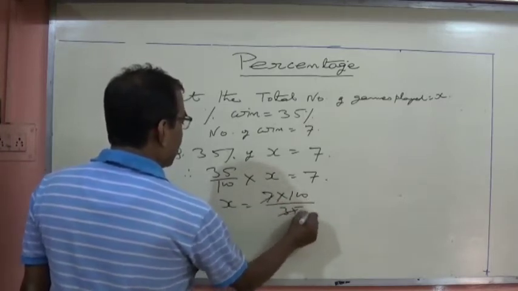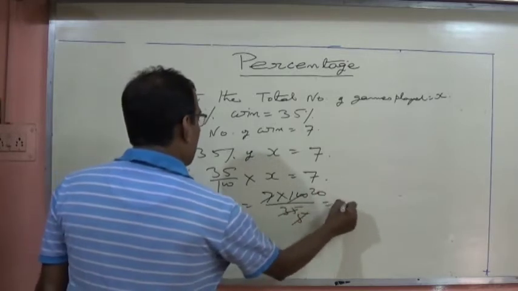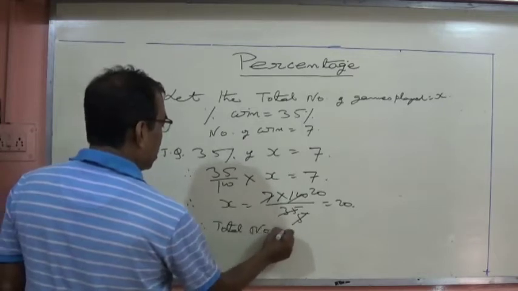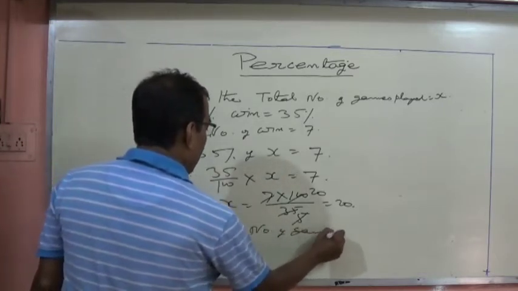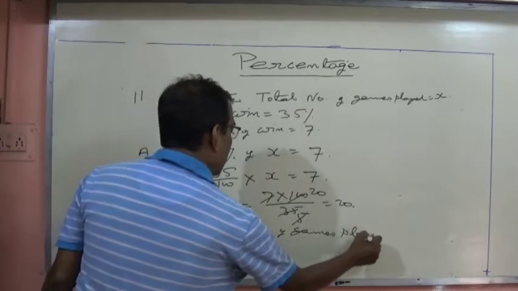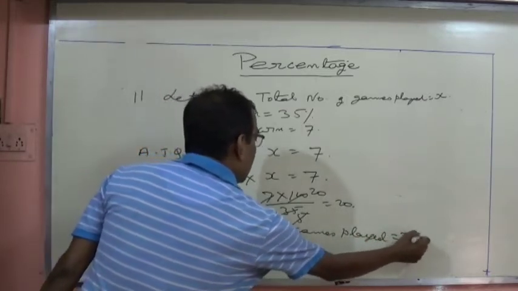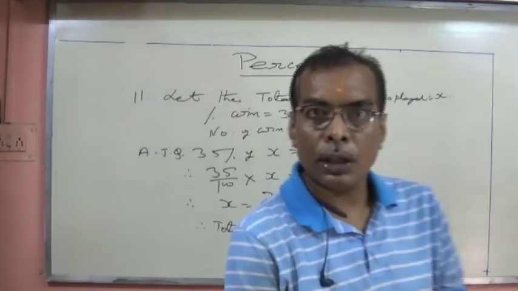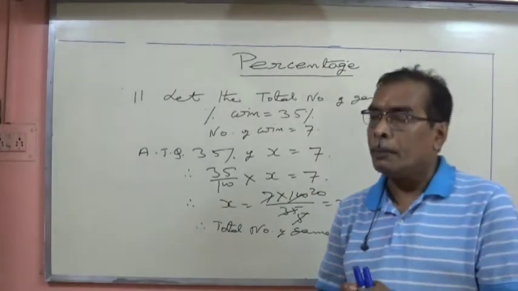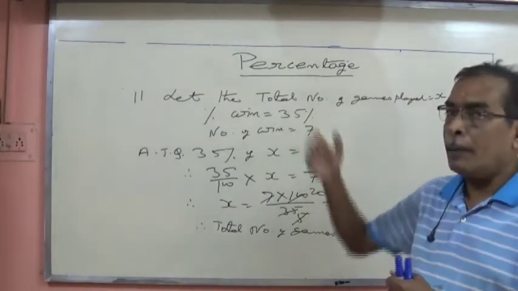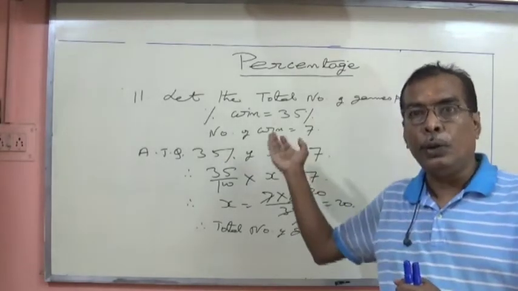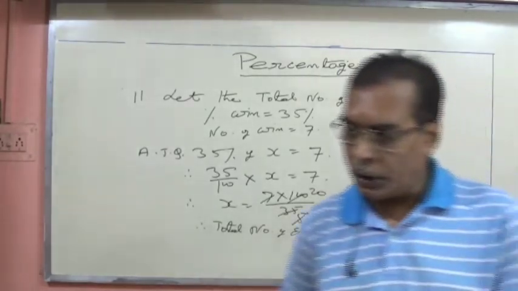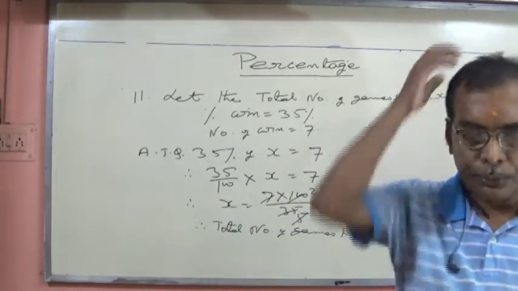7 5s are 35, 5 2s are 10. That is the total number of games played, which is equal to 20. That is, in a football match there were 20 games, and a particular team won 35% of the total games, that is 7 games. So this way the total number of games is coming to 20, and that will be our answer. I think it is clear.